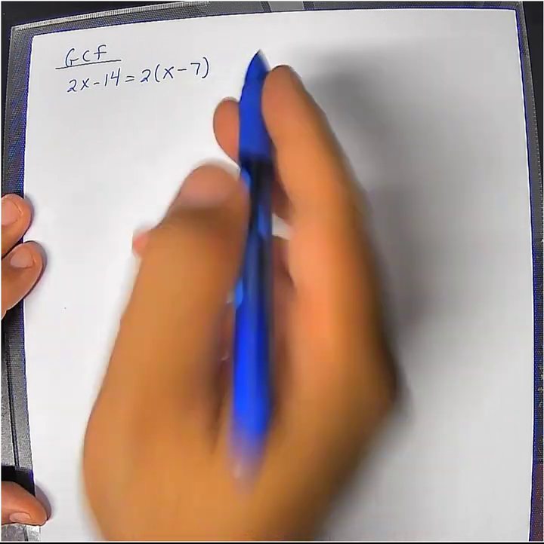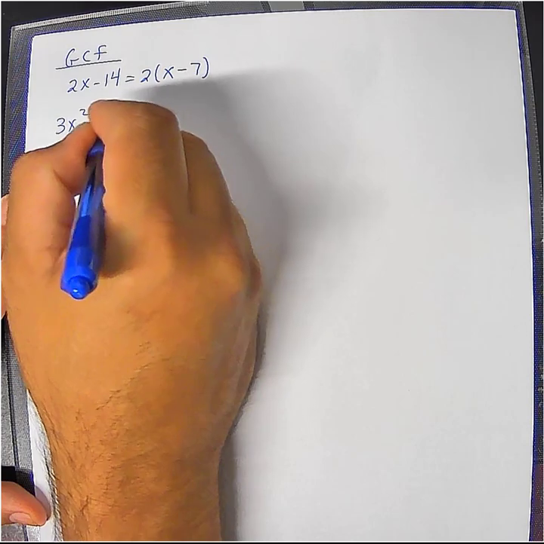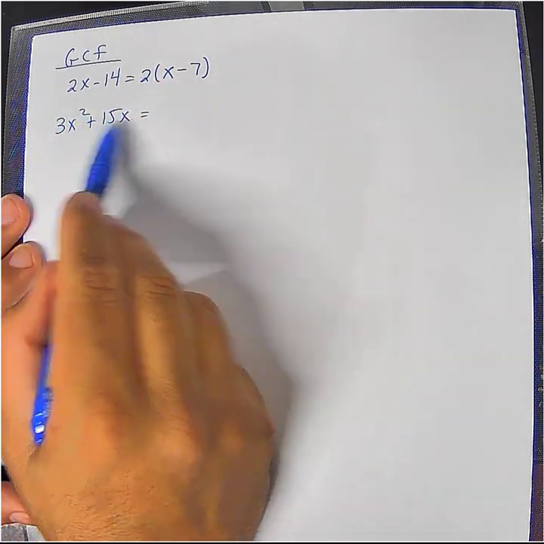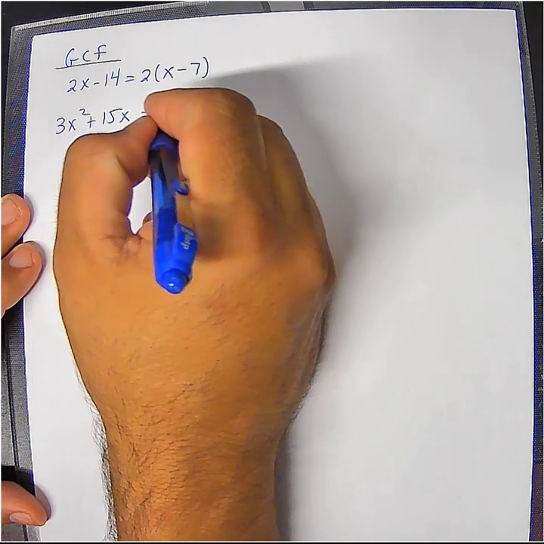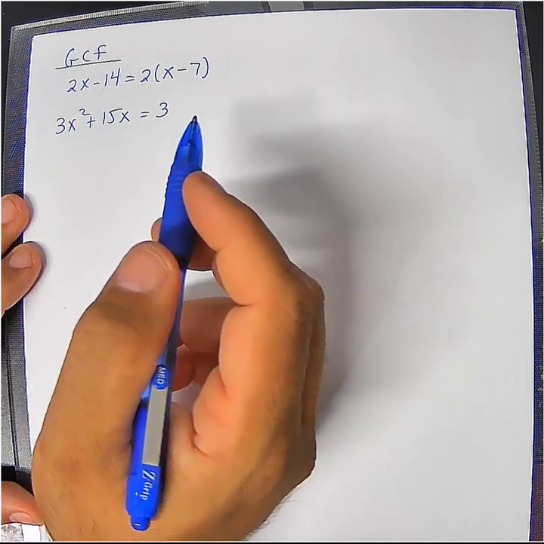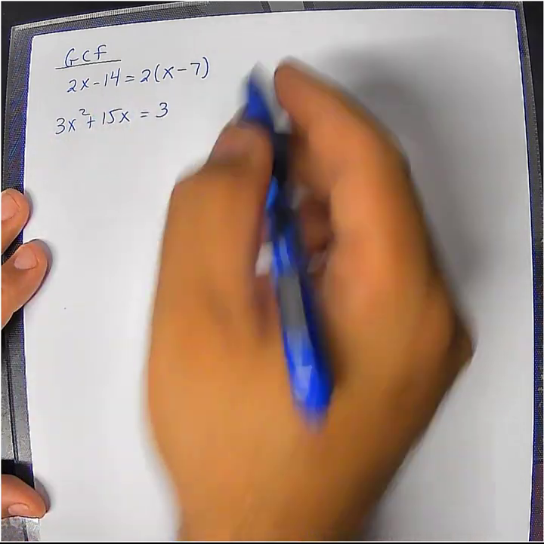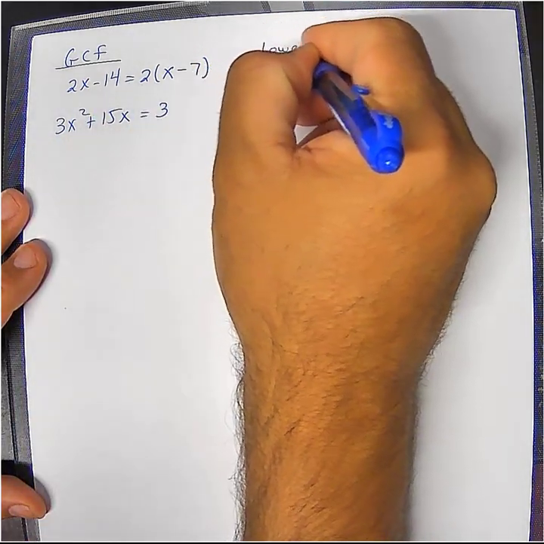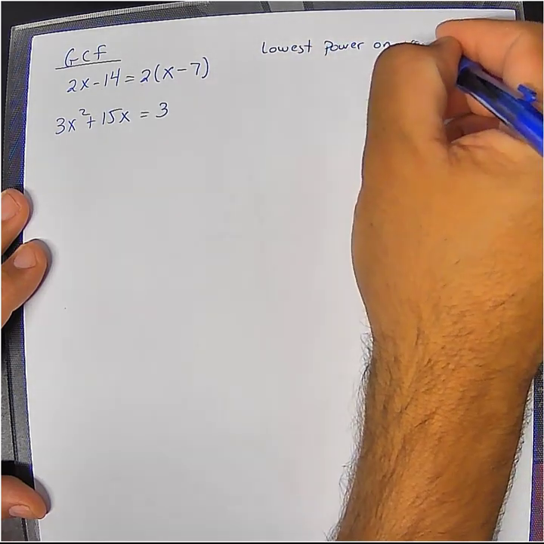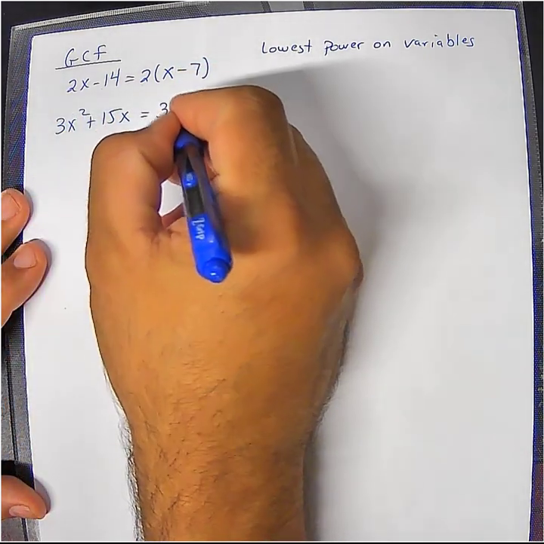Okay? Let's do 3x squared plus 15x. Well, I can first attack the numbers. Between 3 and 15, yes, that has a 3 in common. This has an x, this has an x. So to factor out, to find the GCF of the variables, you always take the lowest power. The lowest power on variables. Okay? So, the lowest power between 2 and 1 is 1, so that takes an x.